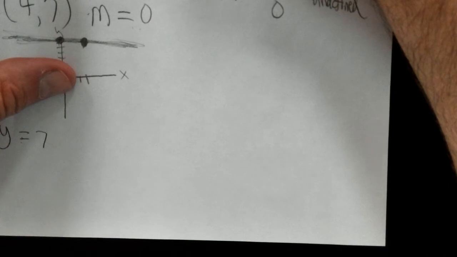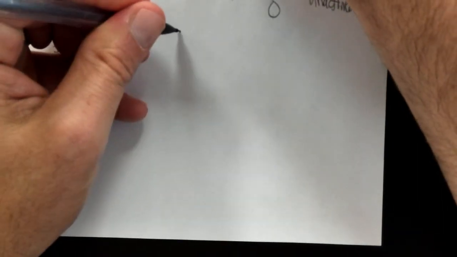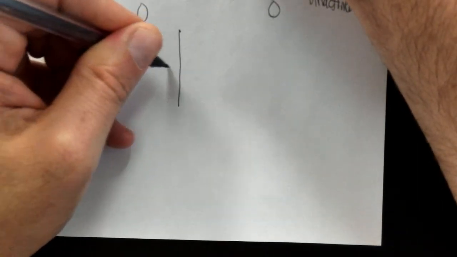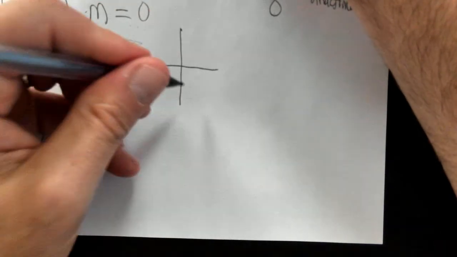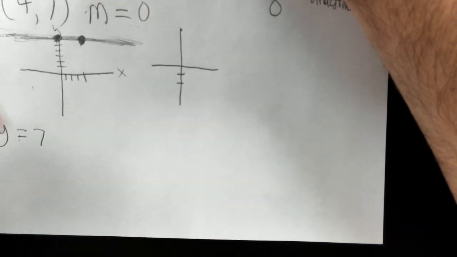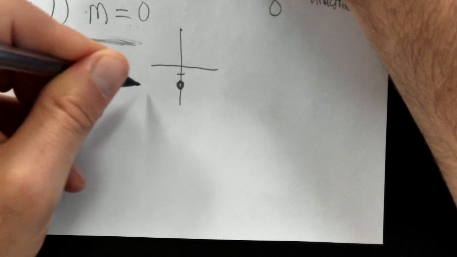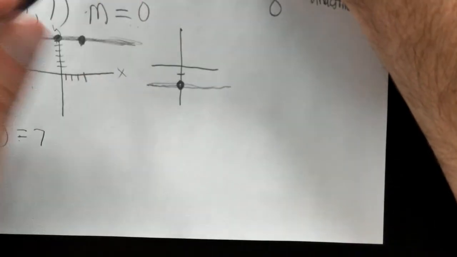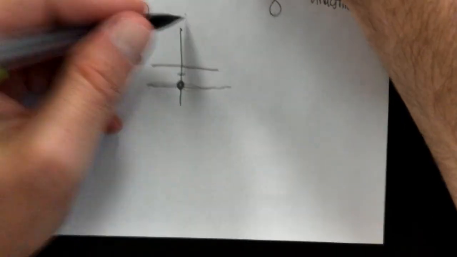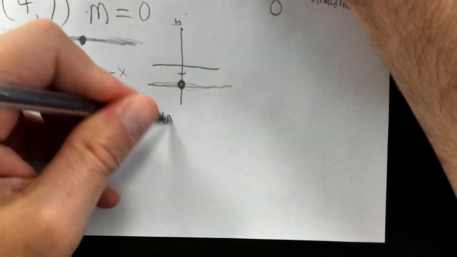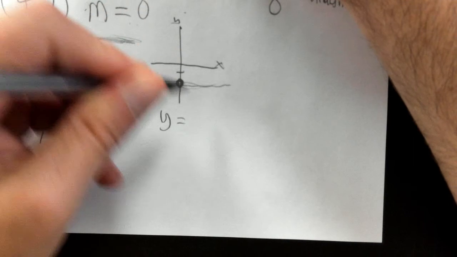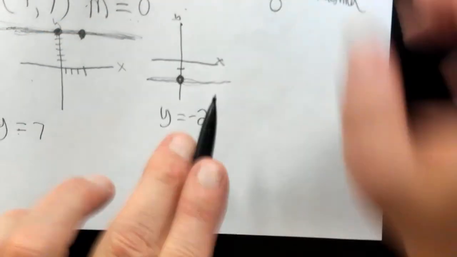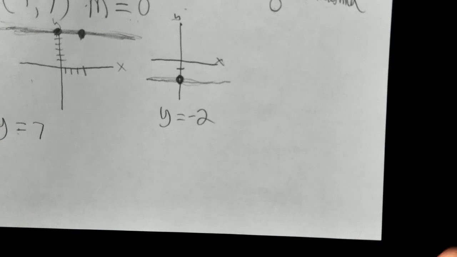And so let's practice a couple more of these just to get the hang of writing the equation out. What if I had a horizontal line that hit right here at -2? Well, what would the equation of that line be? Well, again, what axis does it hit? It hits the y-axis, so it's y equals. And where does it hit it? It hits it at -2. The equation of that line is y equals -2. Any horizontal line is going to have an equation y equals something.